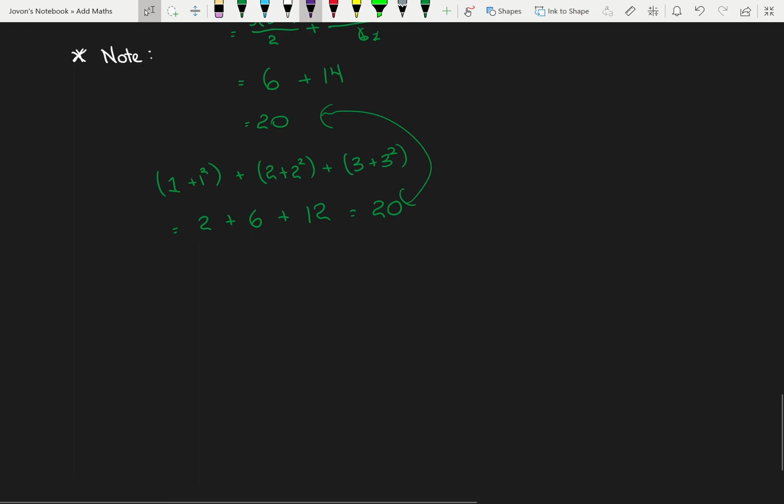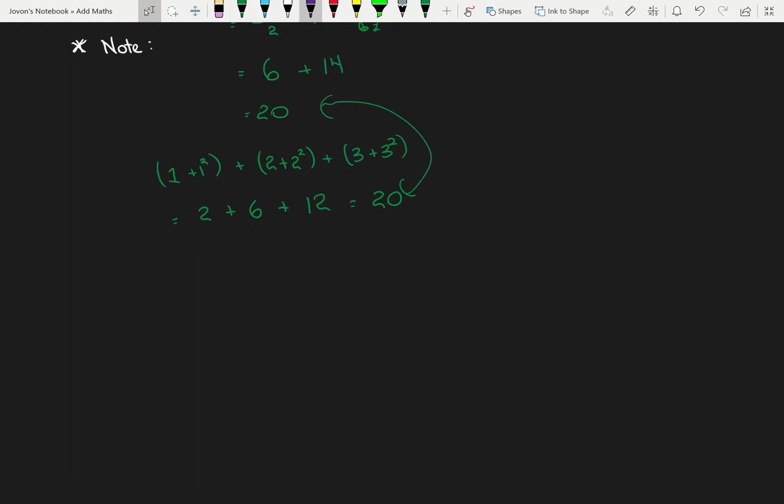Now, one thing I need to warn you about is multiplying. So let's say that we have the sum from r equals 1 to n of r plus 1 multiplied by r plus 2. This is not equal to the sum of r equals 1 to n of r plus 1 multiplied by the sum of r equals 1 to n of r plus 2. This is not equal to each other. If you want to solve this equation, you need to expand it out, okay?